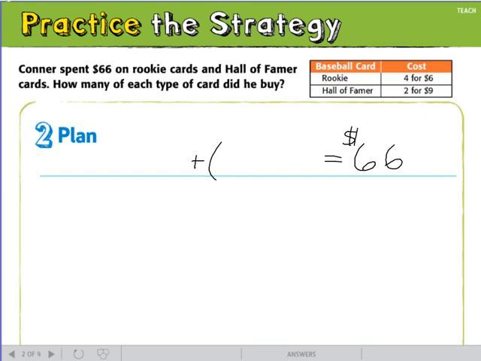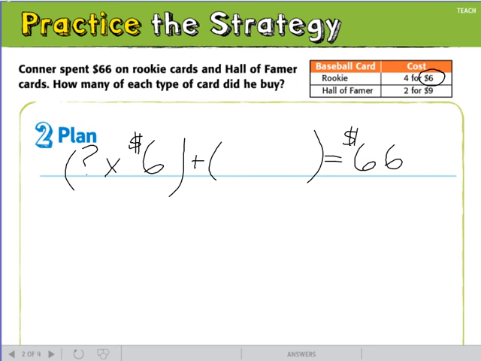Now I'm going to put parentheses up here because those are also going to be, okay? What's the first thing that we know? What's one of the things he bought? Yes. Rookie cards. How many? 4 for $6. How many? Do you know? So we don't know how many he bought, but we know that whatever that number is, we have to multiply it by what? 6.